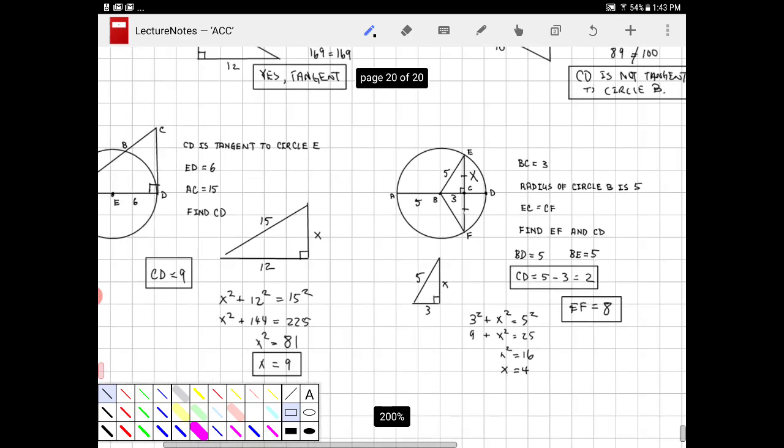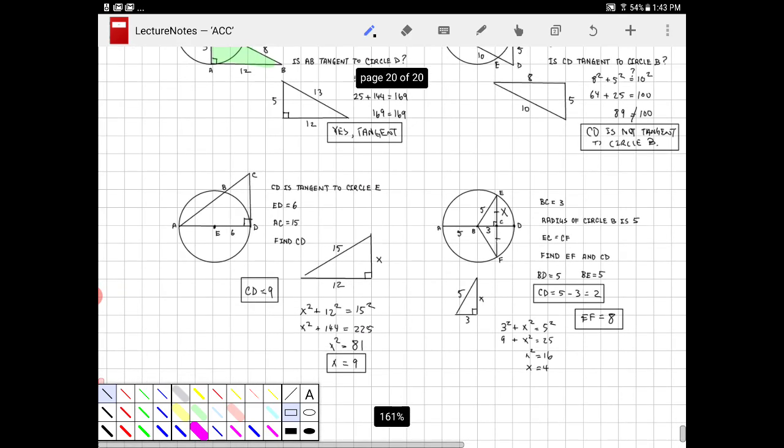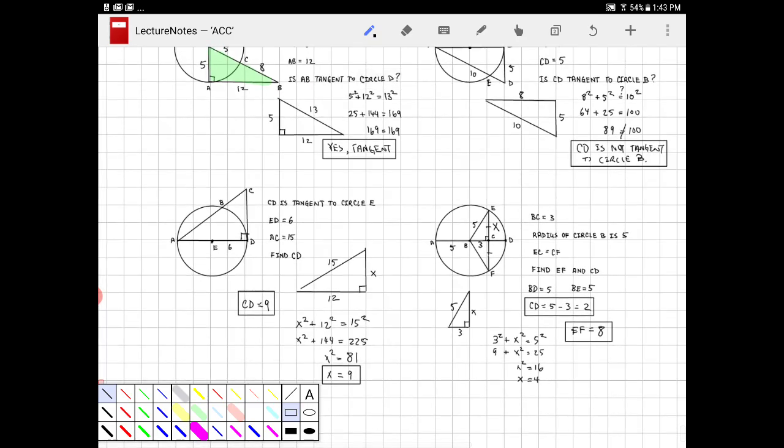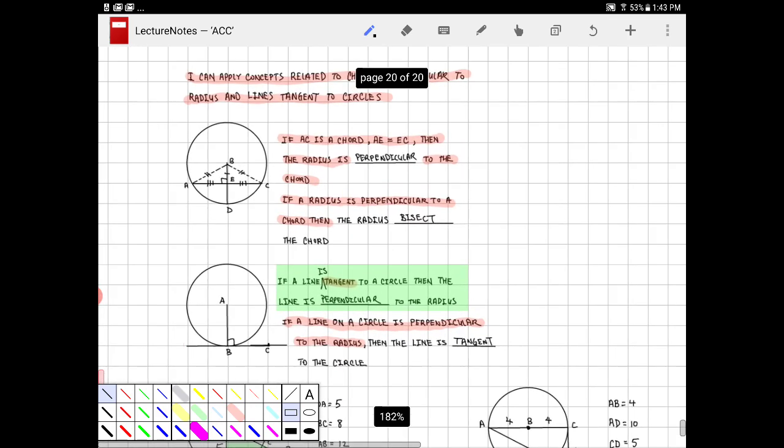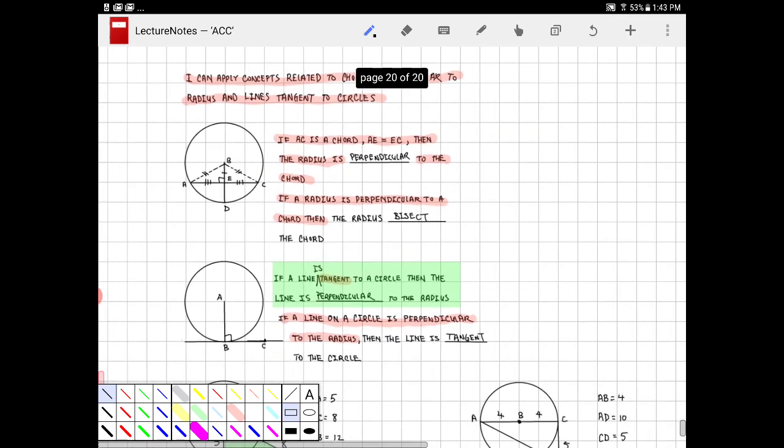In summary, the content that was talked about in this lesson covers these two concepts here, which heavily rely on your ability to apply the Pythagorean theorem. And the one common theme here is that the angles formed between the radius and the chord, as well as the radius and the tangent, are all 90 degrees. Thank you for watching.